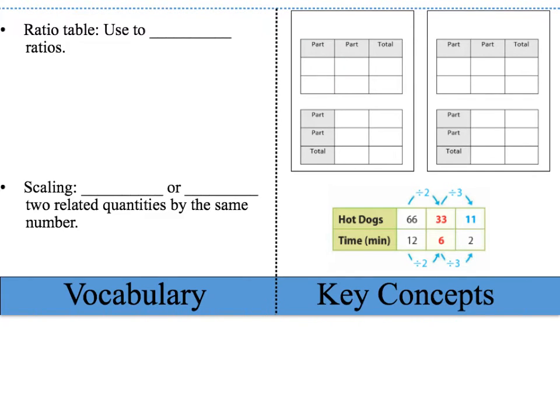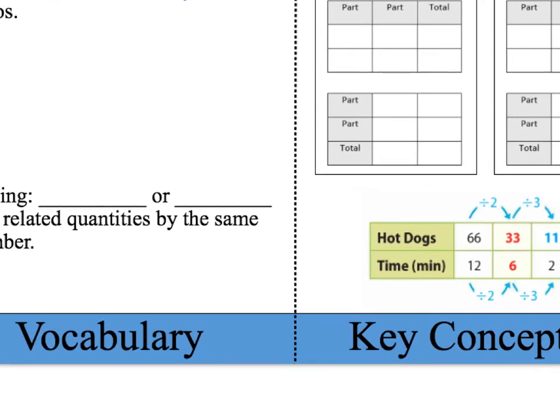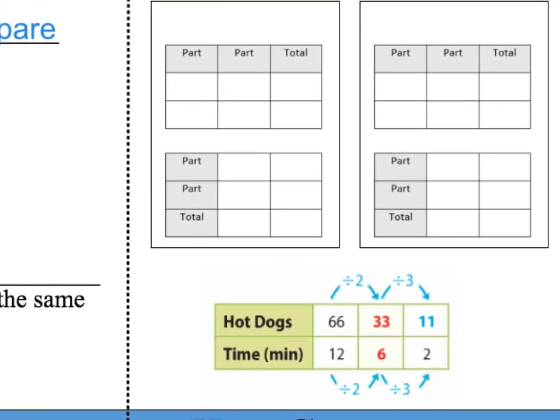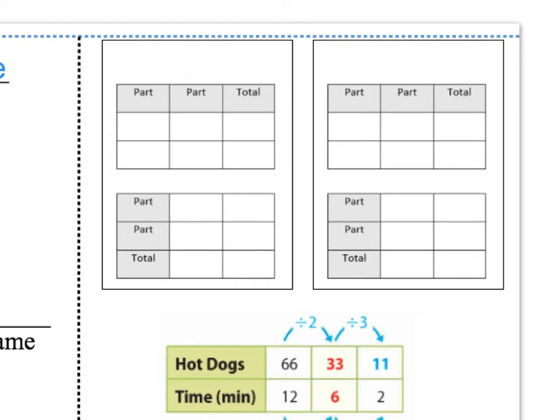So let's go ahead and talk about some vocabulary and key concepts. Our first vocabulary word is called ratio tables. And ratio tables are used to compare ratios. So if we took a look at our ratio tables on the right hand side of our notes on the key concept side, you may see them look different at different times. So I want you to be aware of all the different ways you might see the ratio tables.